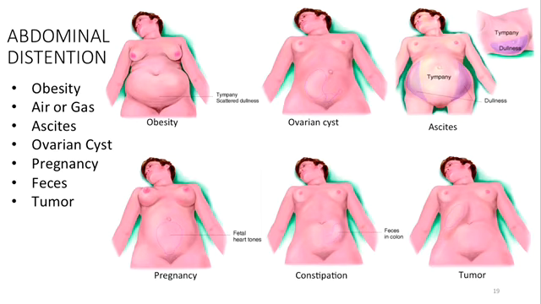Okay, so here's just different types of abdominal distension. Obesity is pretty straightforward. Pregnancy, constipation. Patients who have distension due to constipation, these patients are severely constipated and very uncomfortable. Patients could have ovarian cyst, ascites on the right. That's usually caused by liver failure.